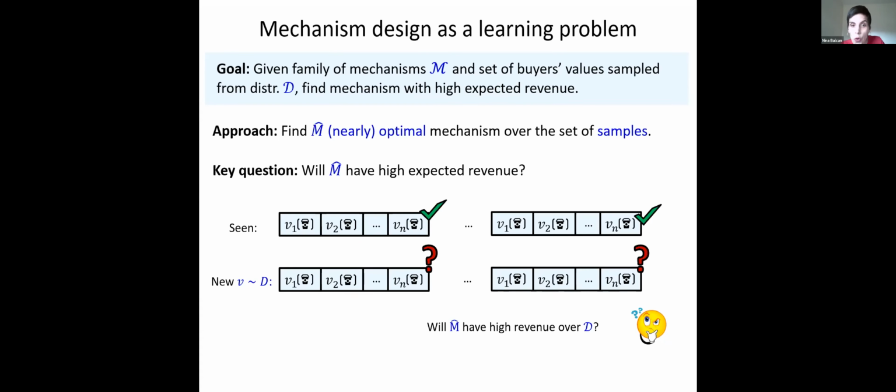Now, the answer to this question, whether this mechanism M hat will generalize on instances beyond those that we have seen in the training set, will depend on how many typical instances we have seen in the training set. And so this brings up a key sample complexity question: how large should our set of typical instances be in order to guarantee that the mechanism that does well over the training set of typical instances will also do well on new random instances?